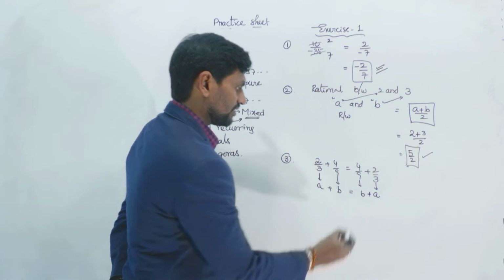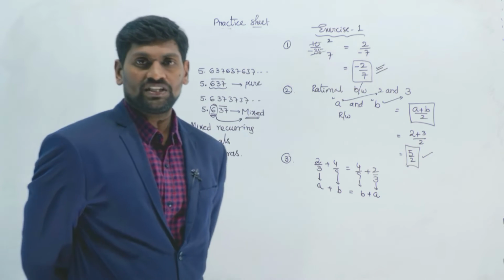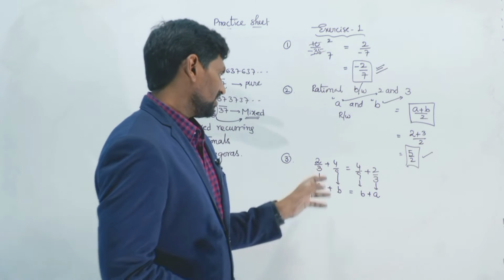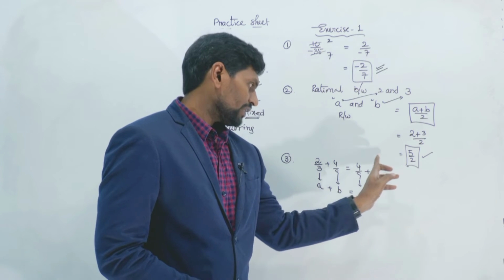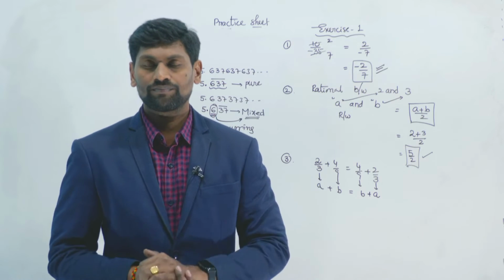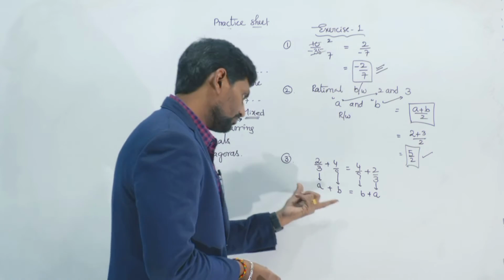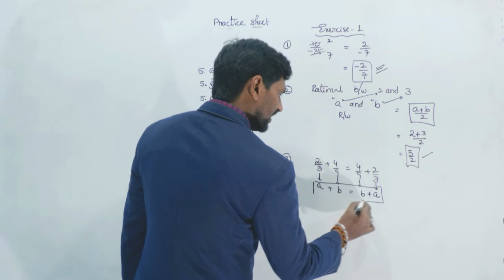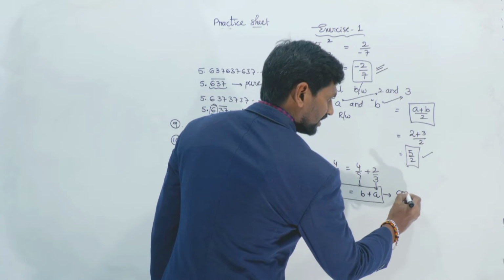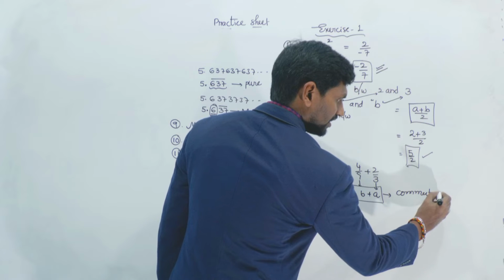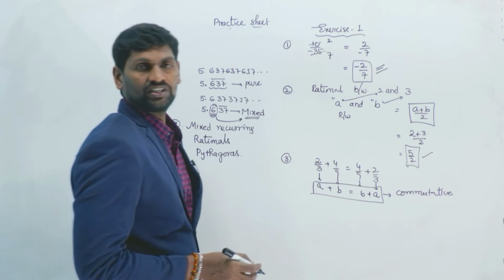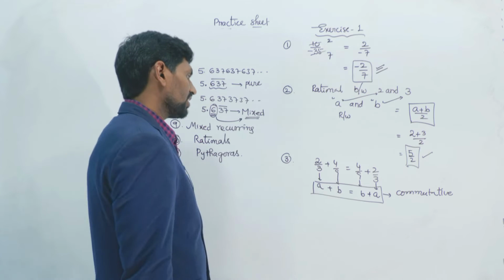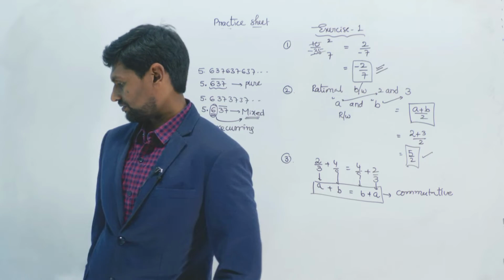Here, A plus B equals B plus A. If you add any two numbers in any order, 2 by 3 plus 4 by 9 or 4 by 9 plus 2 by 3, the answer will be the same. So from this, we can say that the property used for addition is the commutative property. We already discussed it in our earlier classes. Please watch the videos. Please note it, children.